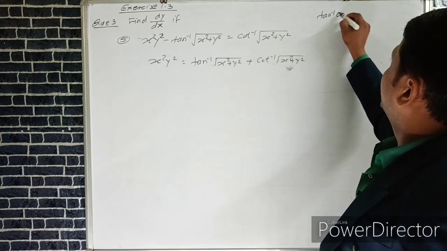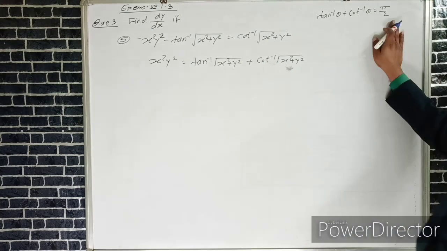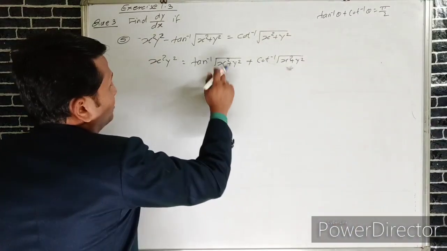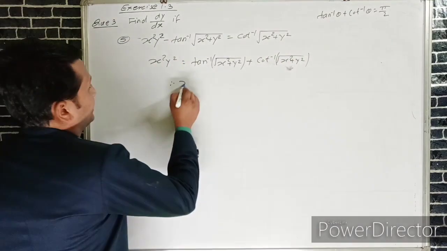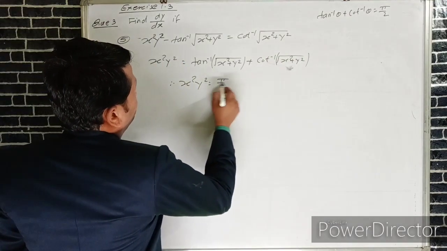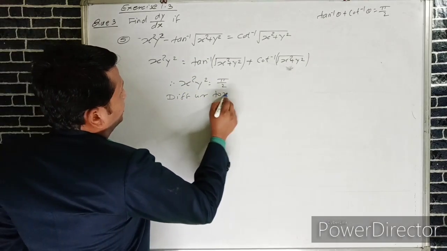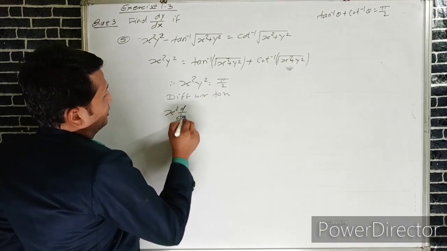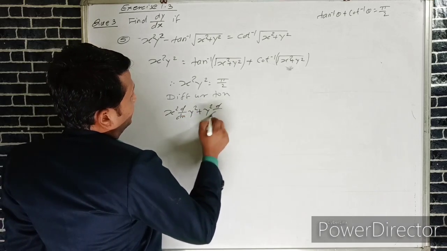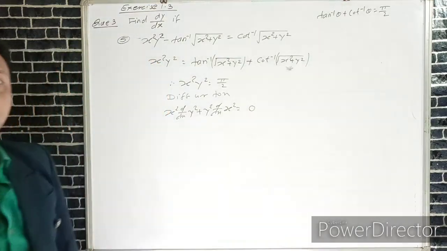We know the inverse rule, which is tan inverse theta plus cot inverse theta is equal to pi by 2. If we substitute the value of tan inverse of under root x square plus y square and cot inverse of under root of x square plus y square, we can write x square into y square is equal to pi by 2. Now if we differentiate the given function with respect to x, then by using the u into v rule, x square into derivative of y square plus y square into derivative of x square is equal to the derivative of pi by 2, which is a constant function, is 0.